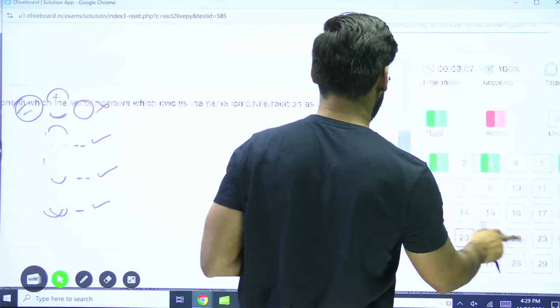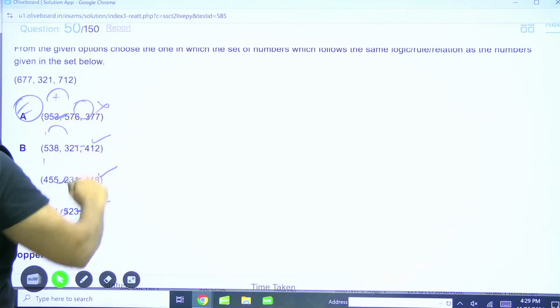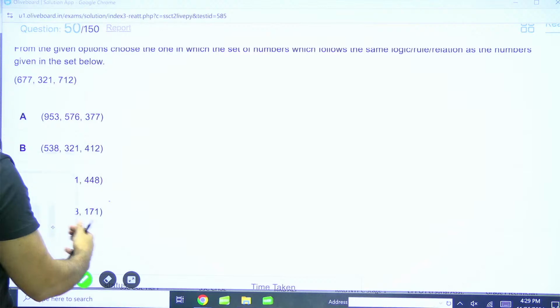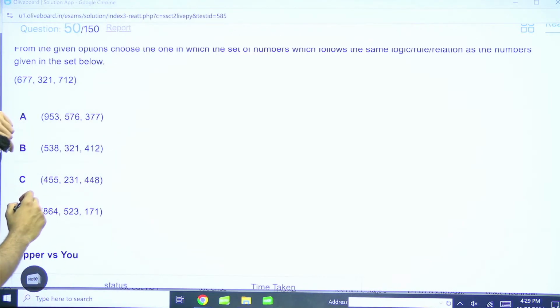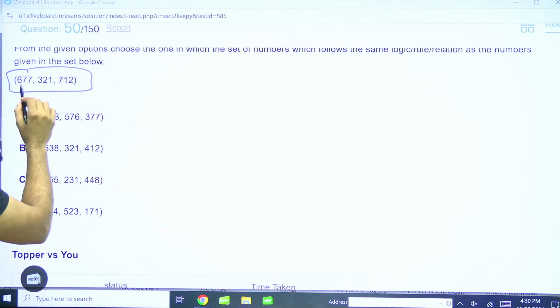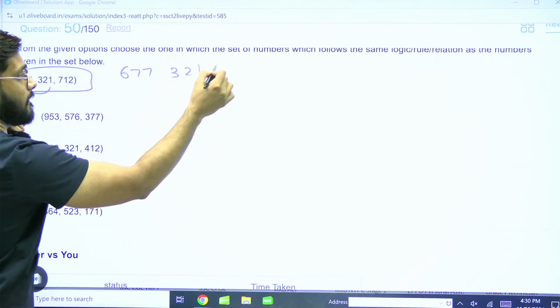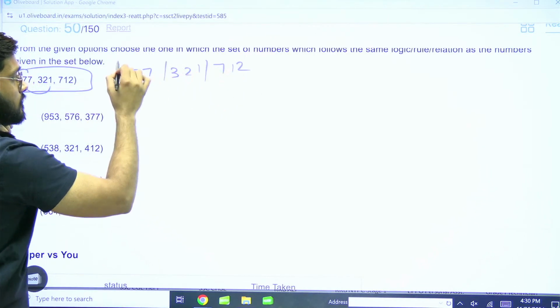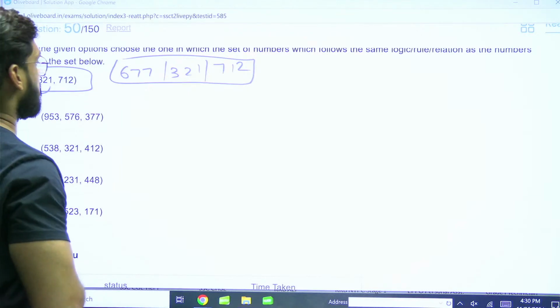20th question. Okay, what logic is being applied in this number? The same logic will be applied in the given phone number. 6 7 7 and 3 2 1, 7 1 2. Let's see what logic we can apply in this one. 6 7 7 and 3 2 1.